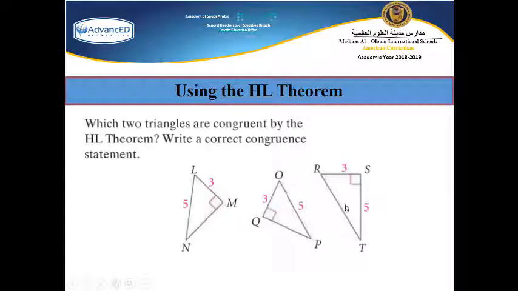But the last one here, we have only two legs. There is no hypotenuse length like the first two triangles. Then the triangle LMN is congruent to the triangle OQP by the HL theorem.